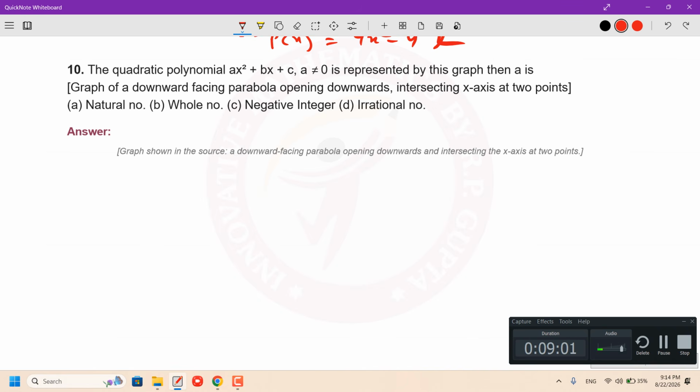The quadratic polynomial is represented on the graph. Then a is facing a parabola opening downward, intersecting the x-axis. Opening downward means that a is a negative integer.